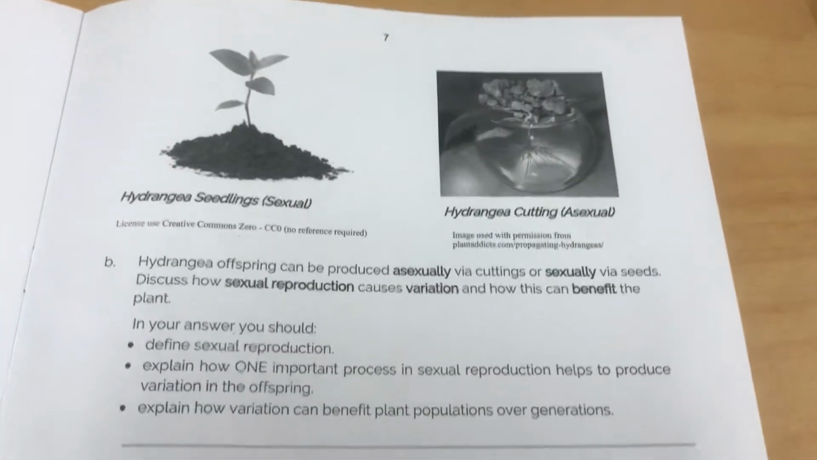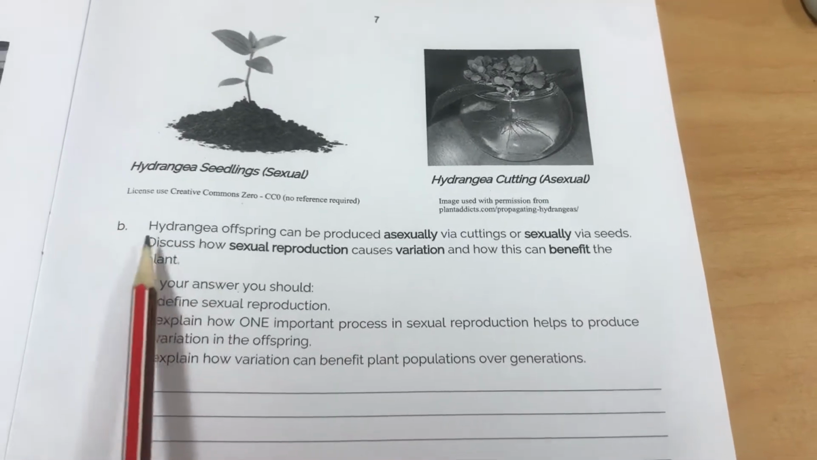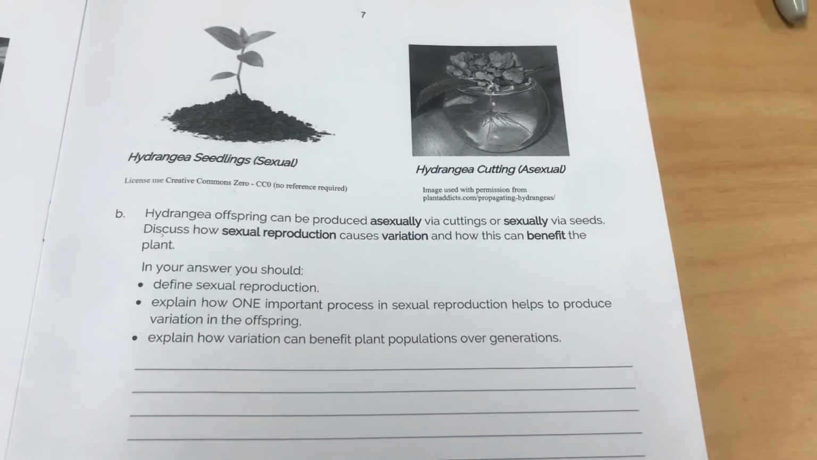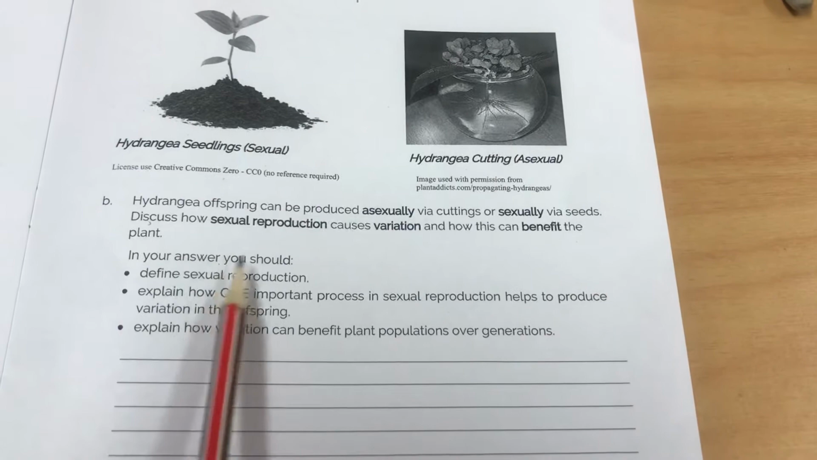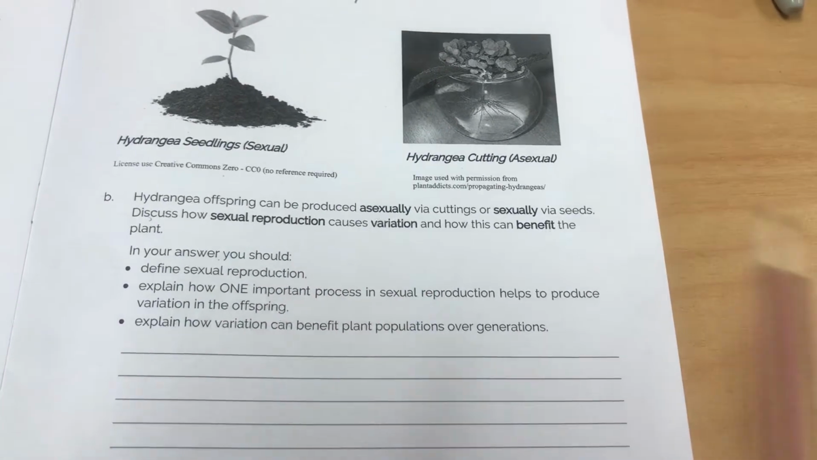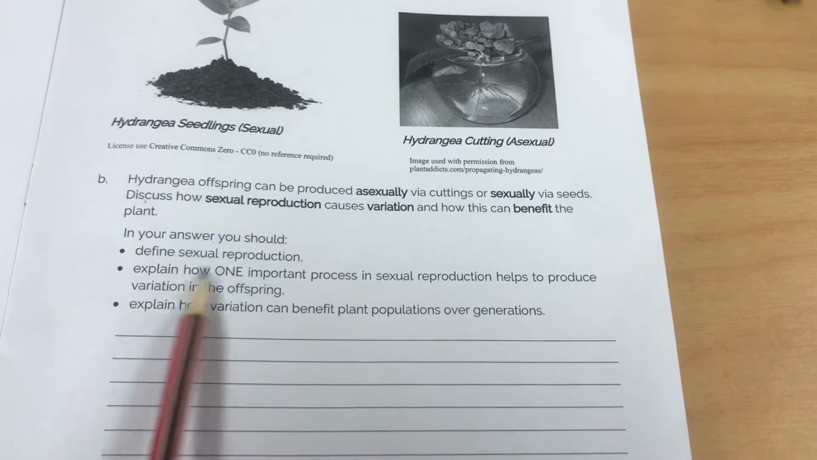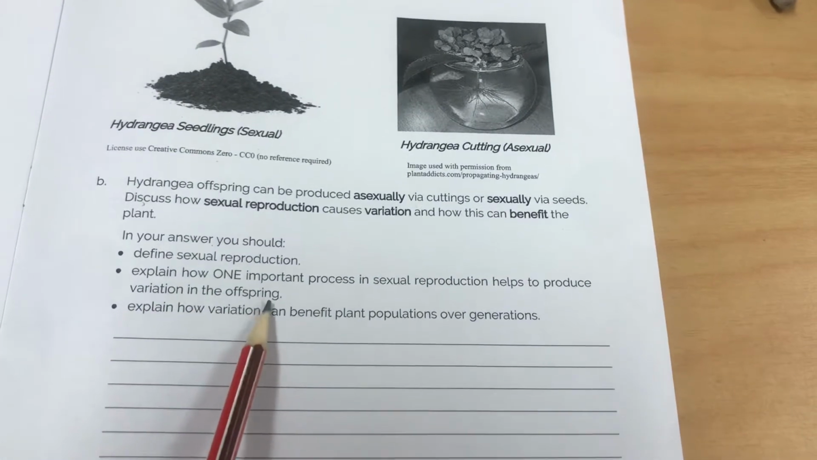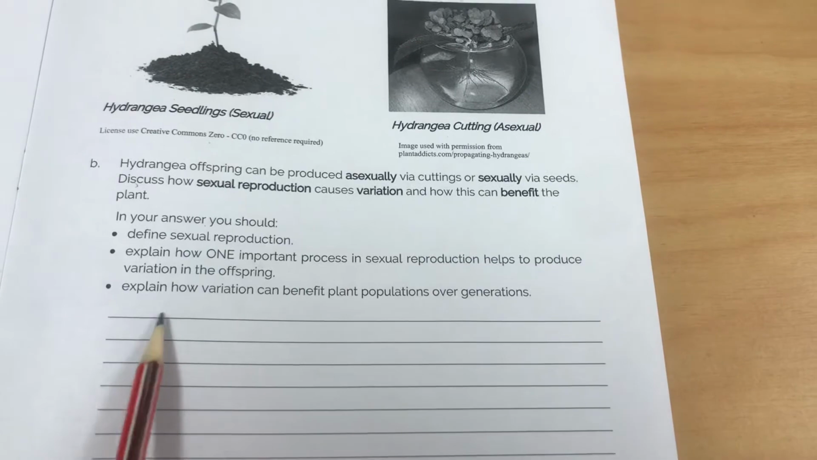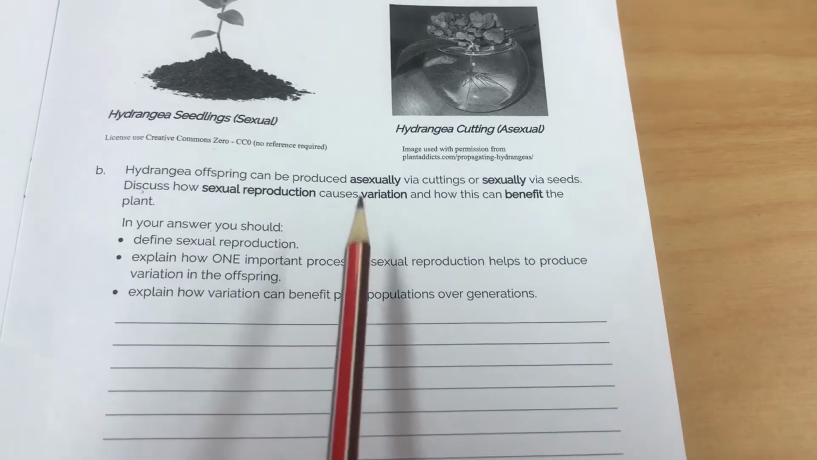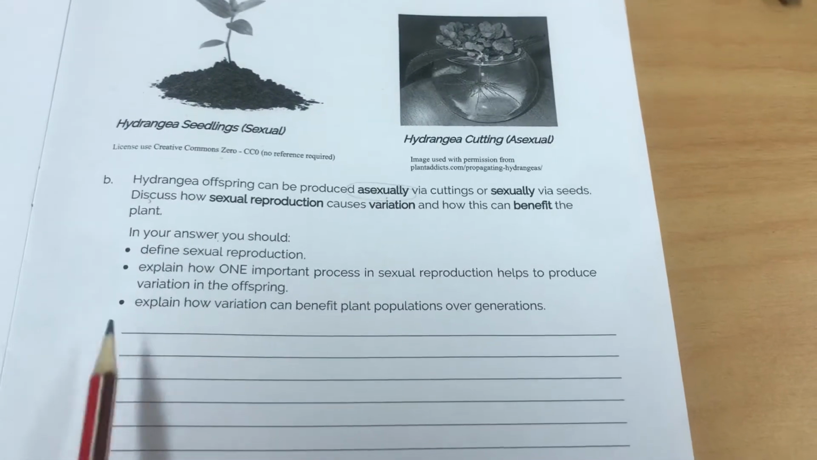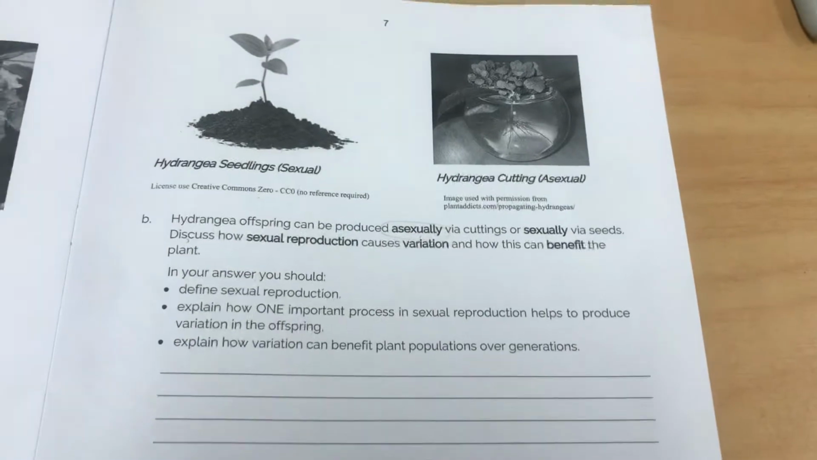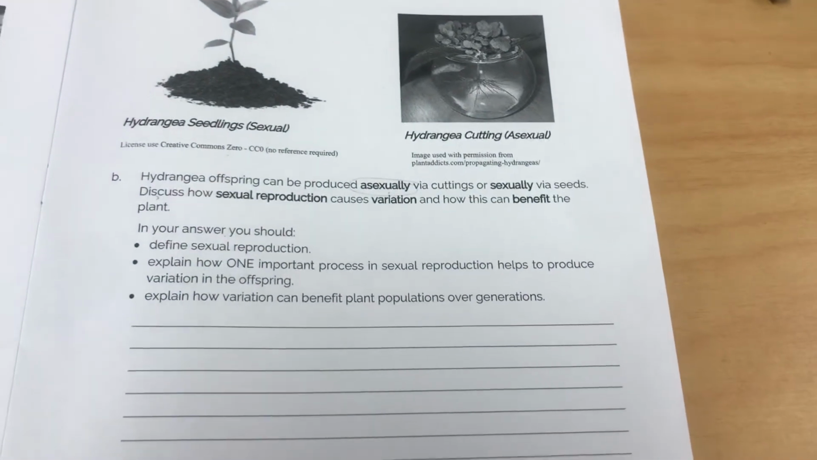Okay, now let's go over here to the next part of the question. And this question is, hydrangea offspring can be produced asexually via cuttings or sexually via seeds. Discuss how sexual reproduction causes variation and how this can benefit the plant. In your answer, you should define sexual reproduction, explain how one important process helps to produce variation, and explain how variation can benefit. Note that even though the question talks about asexually and bolds it, we're not actually required to compare or contrast sexual and asexual. So you don't really need to put that into your answer here.